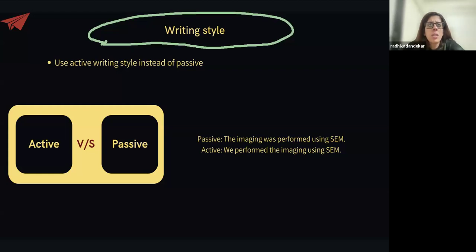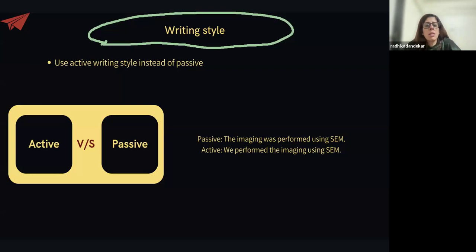It's very important to note that use of active voice is very important, and you should never use passive voice, because a passive voice sounds something like this: the imaging was performed using SEM. This makes the reviewer feel that you are not somebody who's doing the experiment, you're observing from far, and you are not actually working on this paper. So that gives a negative impression to the reviewers.